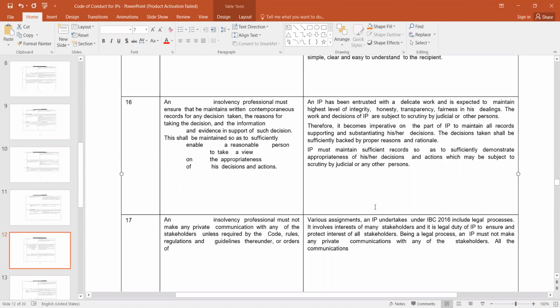Written contemporaneous records for any decision taken, the reasons for taking the decision, and the information and evidence in support of such decision shall be maintained, because sometimes you might be required to reconstruct the events. The adjudicating authority might call you 2 years after the assignment is over and ask, okay, what was the basis for taking this decision, and why disciplinary action should not be taken against you.